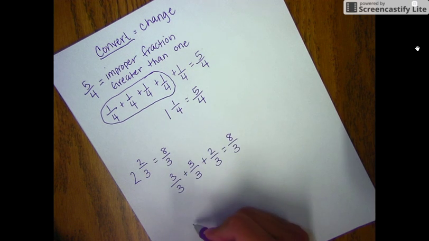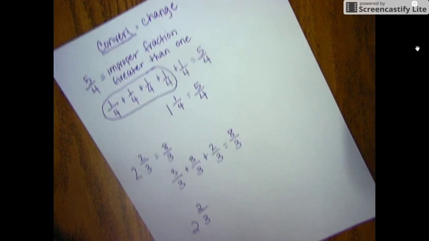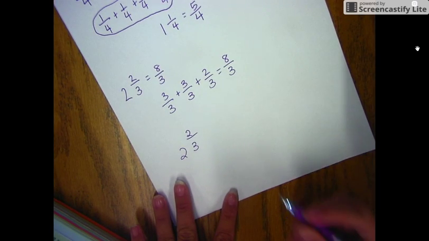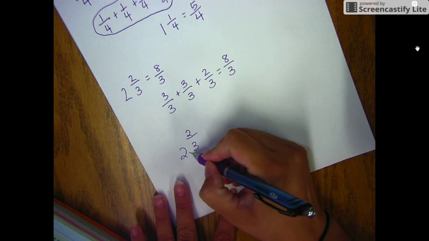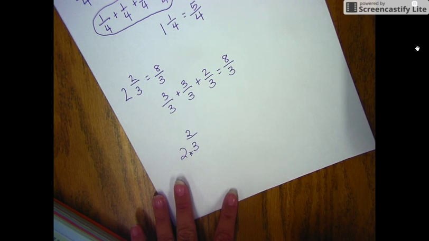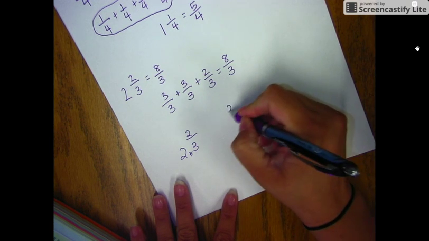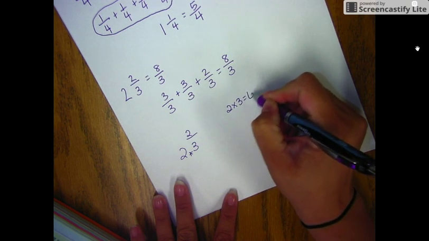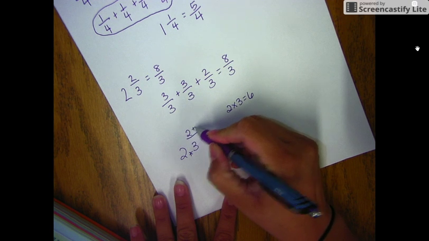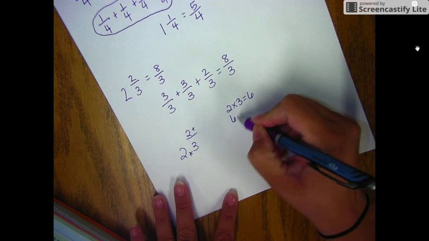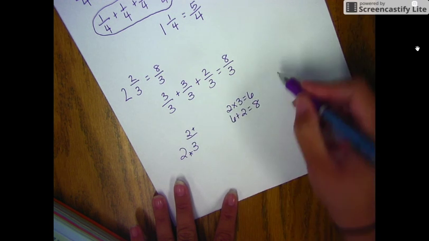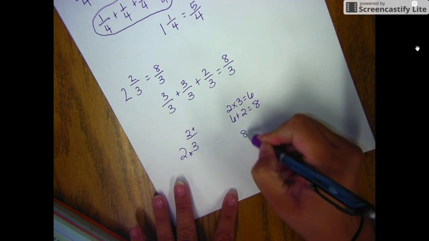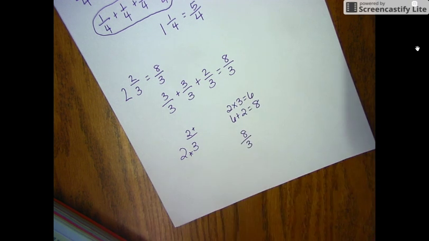Now, if you remember last year, I showed you a shortcut on how to do that. Let's take that same fraction, 2 2/3. So I have 2 2/3. What I can do is take the whole number, multiply it by the denominator. So 2 times 3 would be 6. And then add it to the numerator. So take 6 and add 2 to it, and I end up with 8, and put it over the denominator. So it would be 8/3.